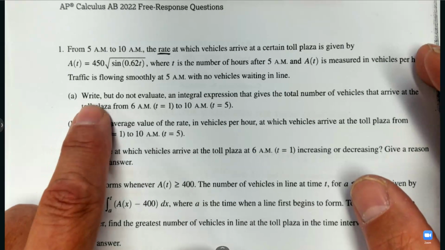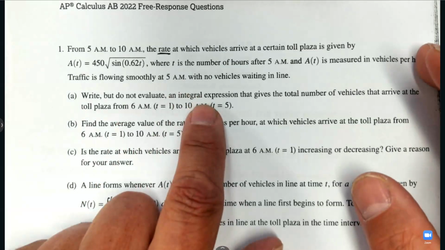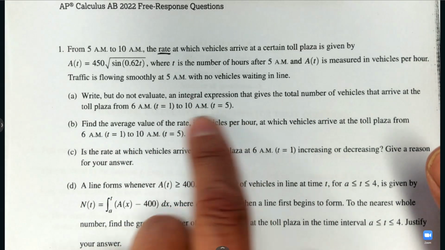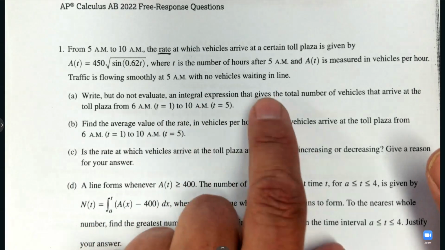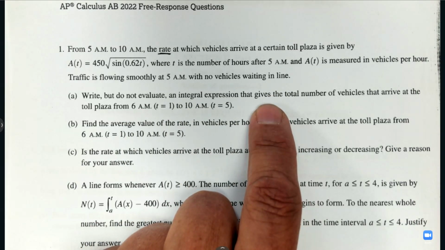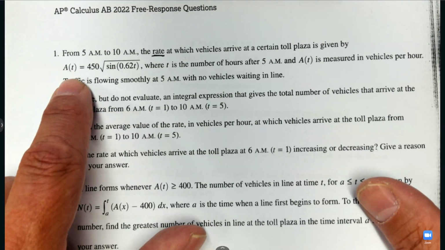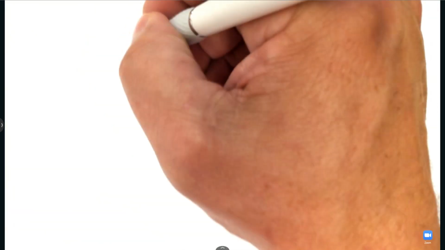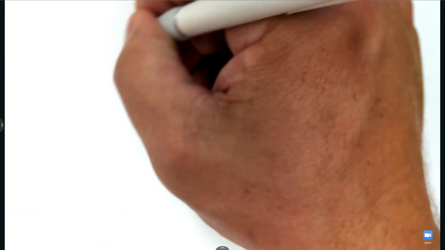Part A says, write but don't evaluate an integral expression that gives the total number of vehicles that arrive at the toll plaza from 6 a.m. to 10 a.m. If you're asked for how many, the total, and you have a rate equation, to find how many, we integrate. So on a separate piece of paper, write down the year and the rate story. So this is from 2022 and it's a rate story.